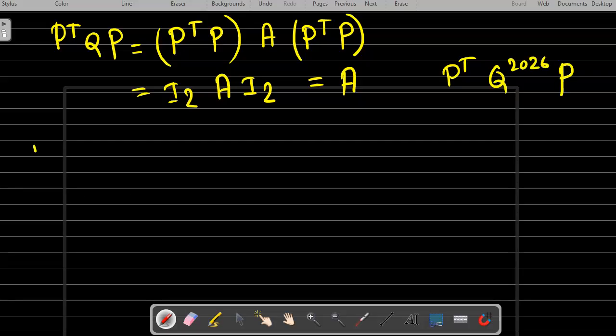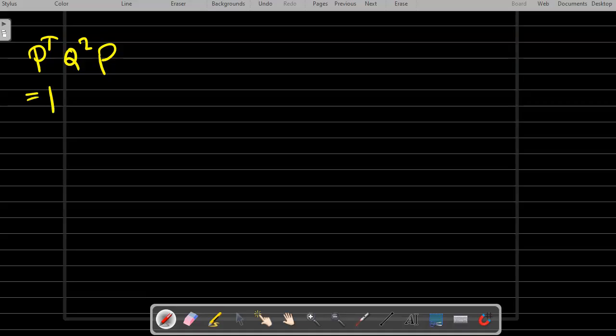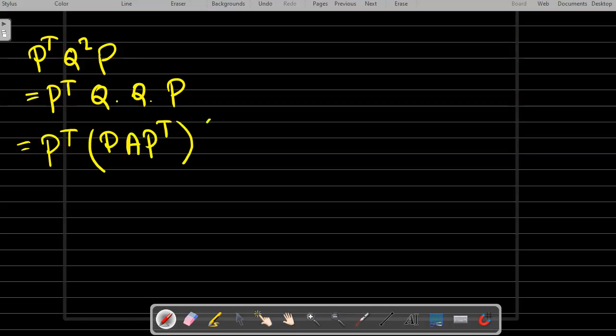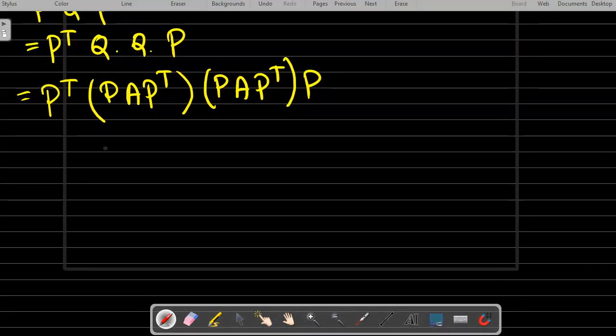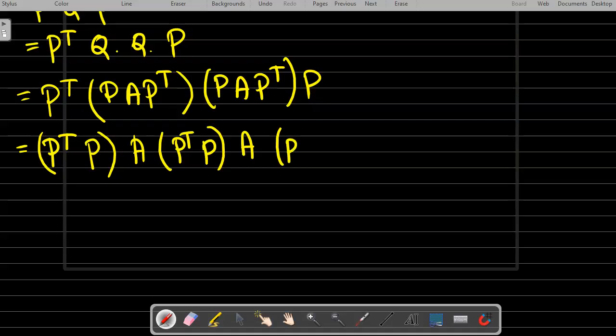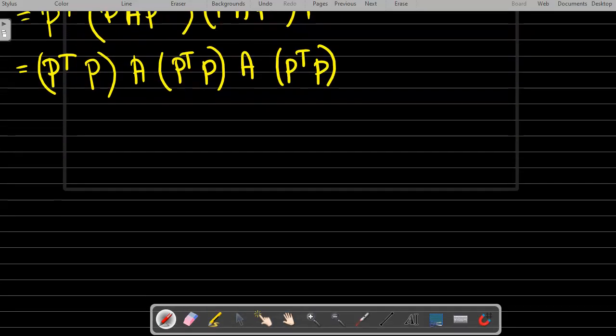So now we find what is P transpose Q square P. Let's find. Now write P transpose Q square means Q multiplied by Q, then P. Now write P transpose. What is Q? Q is P A P transpose. Here also write P A P transpose. Now P. Now what do you get? By matrix multiplication's associativity, you get P transpose P into A. Here also you get P transpose P into A, and here you get P transpose P. Now what is P transpose P? We found that P transpose P is equal to I2.